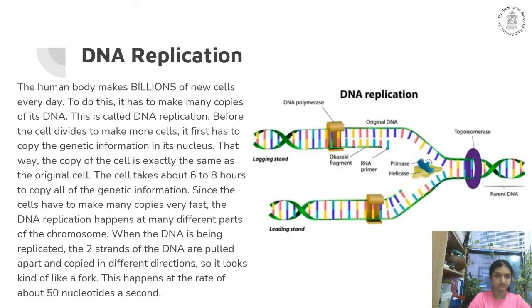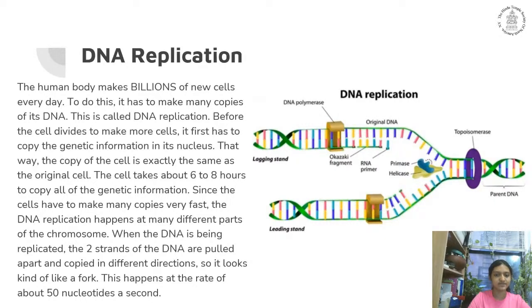DNA replication. The human body makes billions of new cells every day. To do this, it has to make many copies of its DNA. This is called DNA replication. Before the cell divides into more cells, it first has to copy the genetic information in its nucleus. That way, the copy of the cell is exactly the same as the original cell.